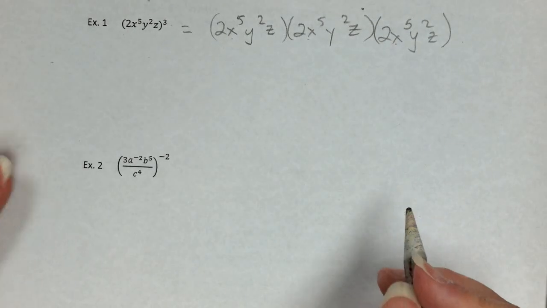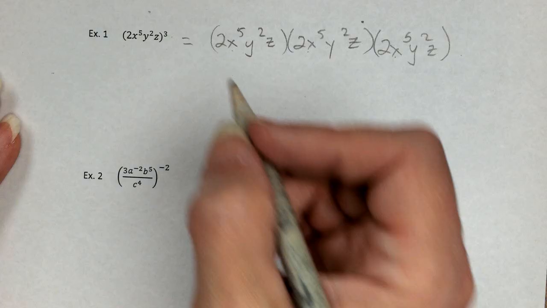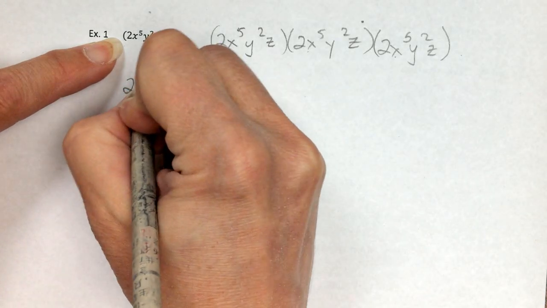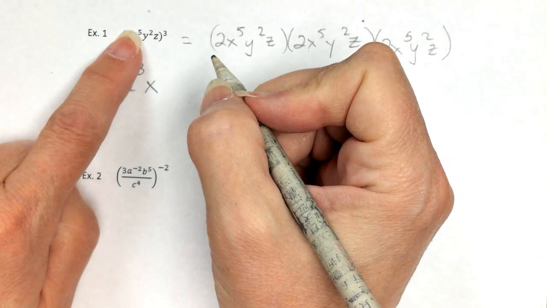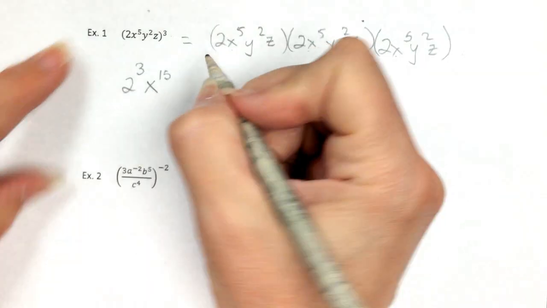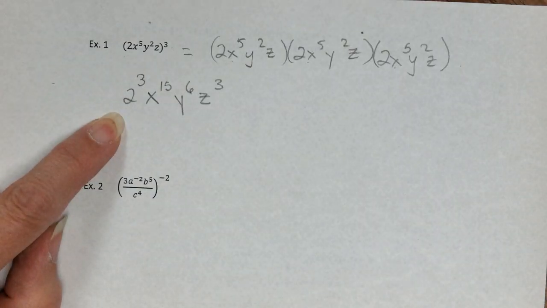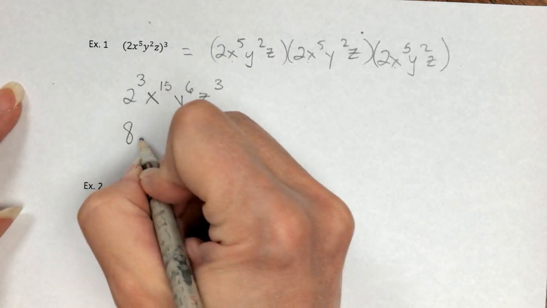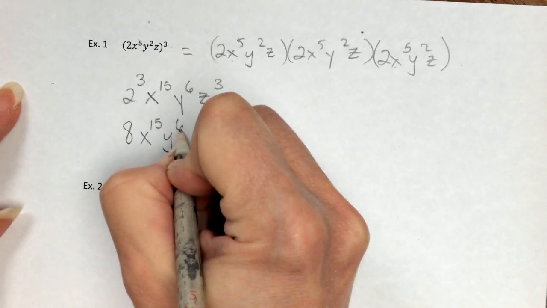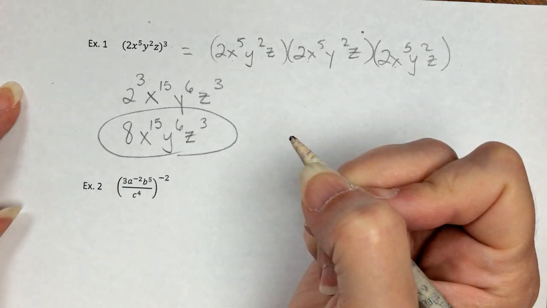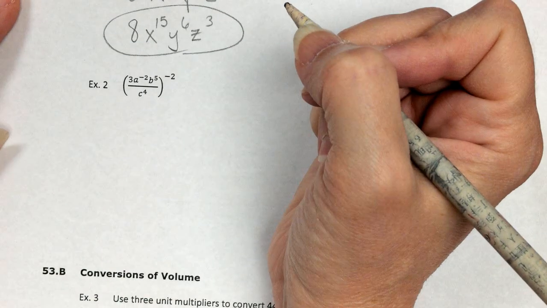X to the 5th is being used as a factor 3 times. So basically this is 2 to the third power times x to the 15th, because we multiply those, y to the 6th, because again we're multiplying the 2 times the 3, and z to the third. And then we must not leave the number to a power. We're going to simplify that. 2 times 2 times 2 is 8. So 8, x to the 15, y to the 6th, z to the third, and that one is done. Okay, one more in this section.